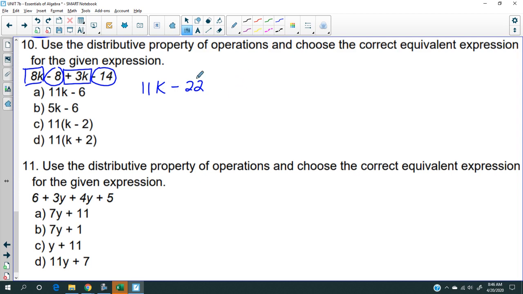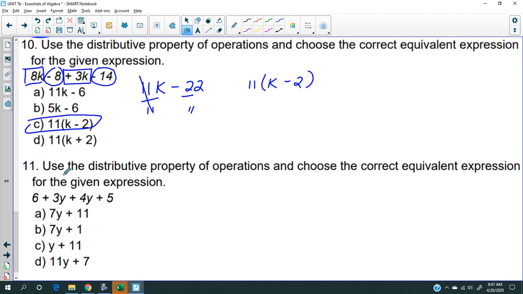You can factor this out, right? What's the greatest common factor between 11 and 22? Yeah, 11, right? And then minus, right? So 11k divided by 11. All right, let me write it out. Yeah, these cancel out, right? So I'm left with k minus 22 divided by 11. That's 2. What choice is that? That is choice C.